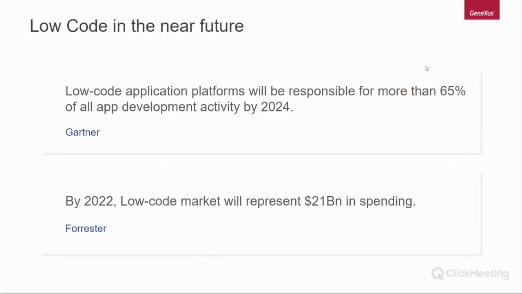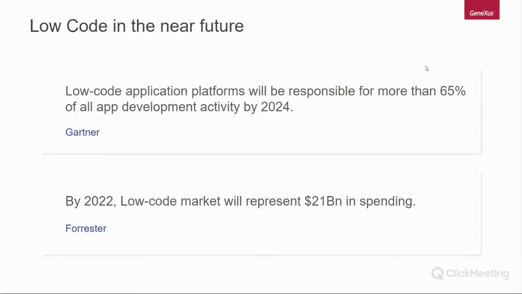On the other hand, we have Forrester, which takes a more economical look at low-code platforms and states that within 2 years, the low-code market share will represent $21 billion. That's a big piece of the market, and it will be very interesting for a lot of companies and software houses that would like to take a cut of it.